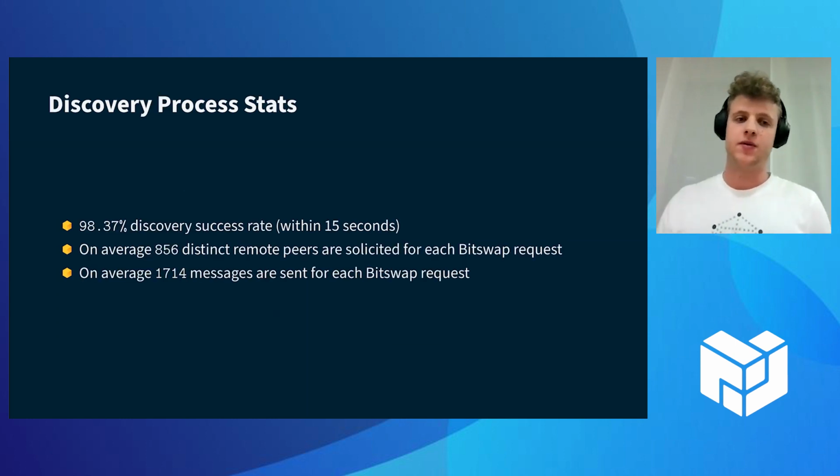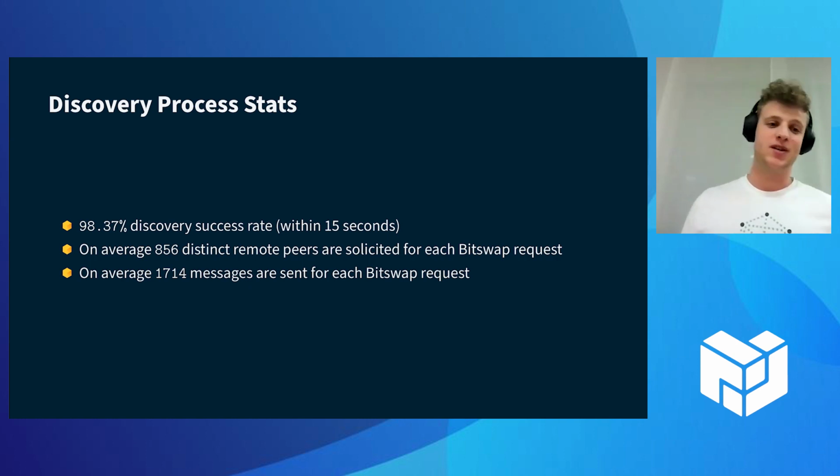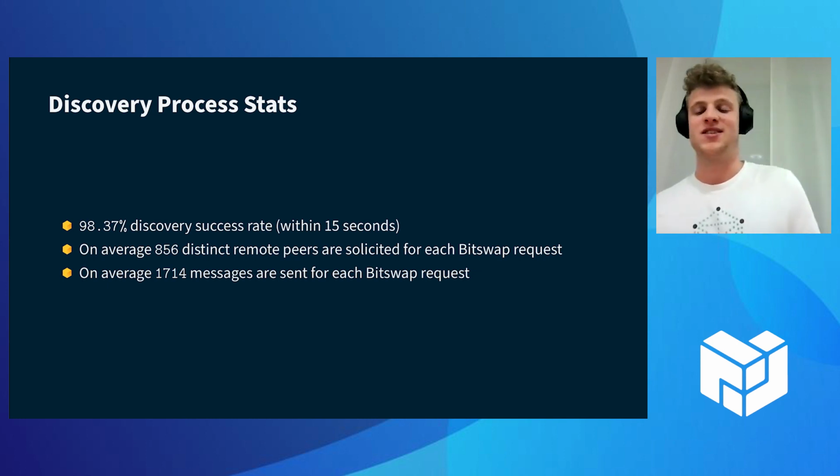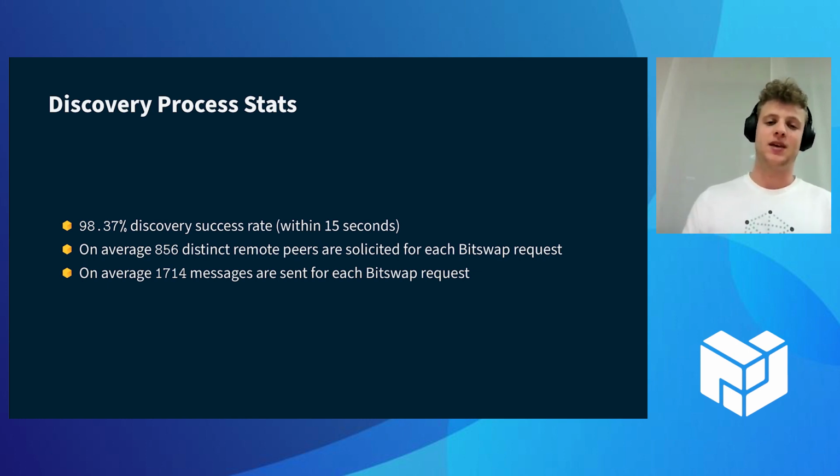The result we got from this study is that Bitswap was able to discover content on its own in 98% of the cases, which is really a lot. So Bitswap alone can find content. The price to pay is that Bitswap is really flooding the network. It will solicit more than 800 peers and send around 700 messages. So it will literally flood the network, but it will most of the time get the content it's looking for.